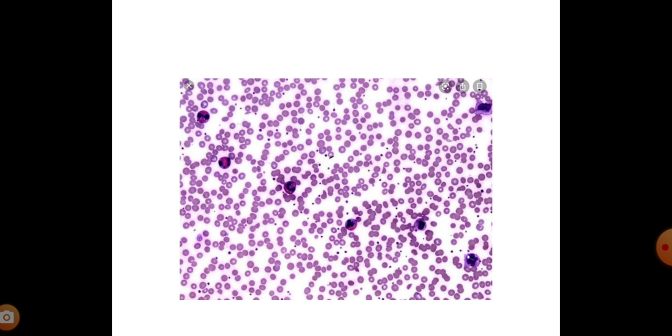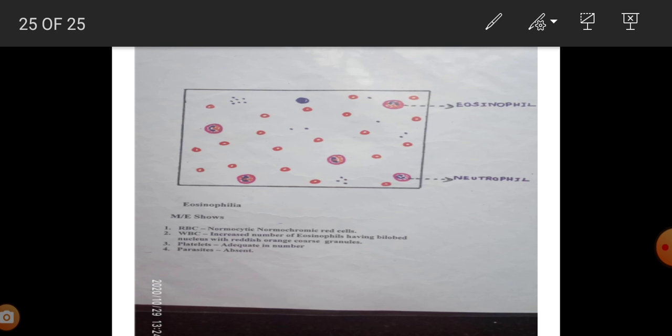Again in this field you are seeing many eosinophils. In your exams you should draw the eosinophilia picture and comment on the RBCs. RBCs will be normal, normocytic normochromic. WBCs increased in number of eosinophils which has bilobed nucleus with reddish orange coarse granules. The platelets will be adequate and parasites will be absent.